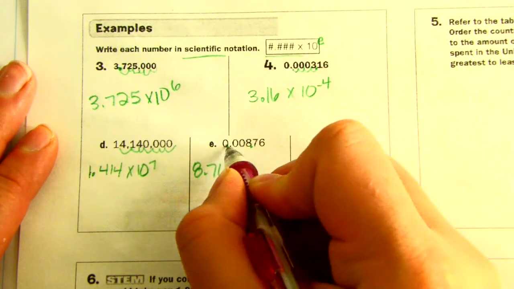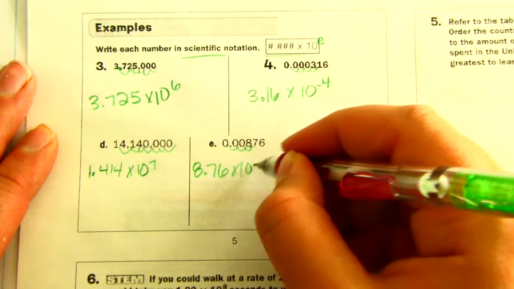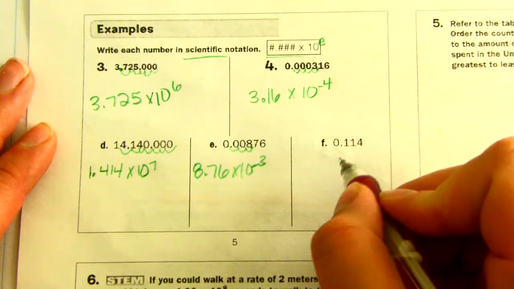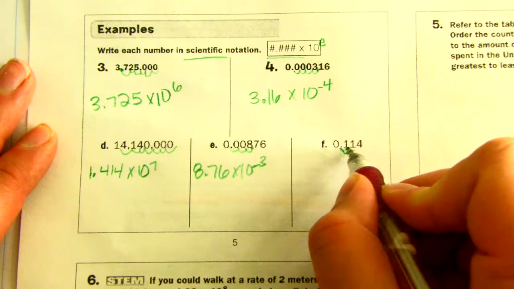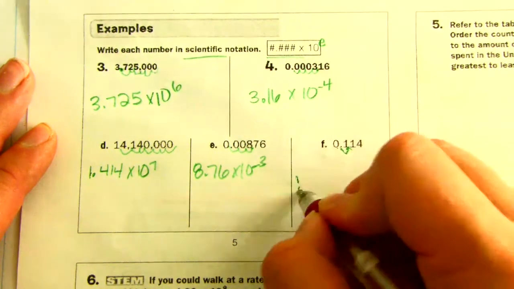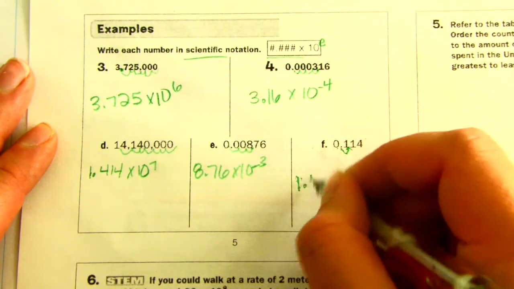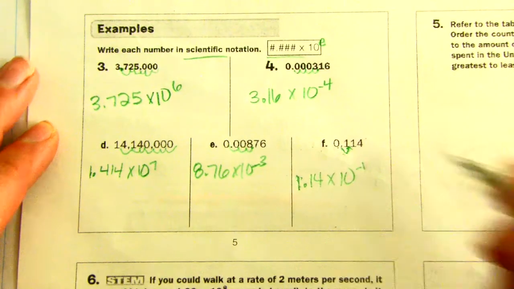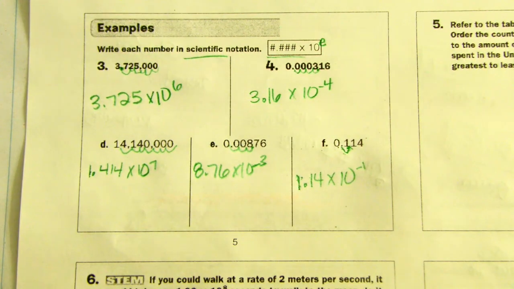8.76 times 10 to the 1, 2, 3. Negative 3, because this number in standard form is little. And this one's weird. Why would we not write it this way? But move it to here. 1.14 times 10 to the, we moved it one spot. Negative 1. Negative because it is a decimal. Okay, couple word problems and we're done.